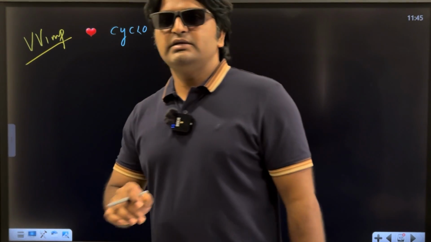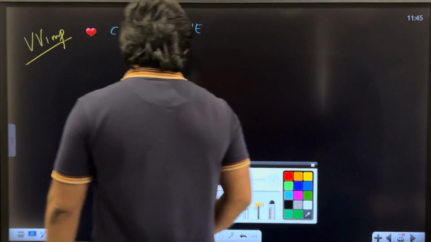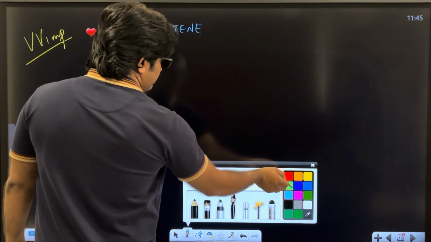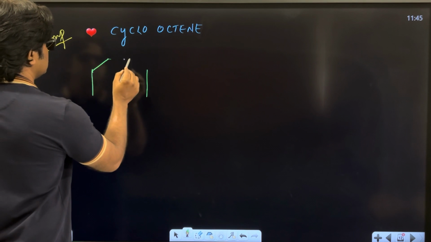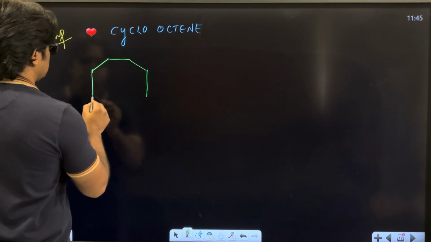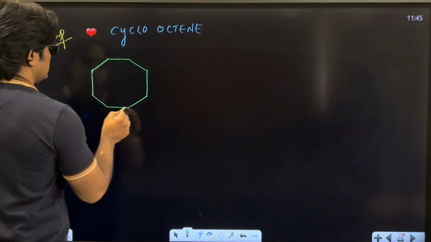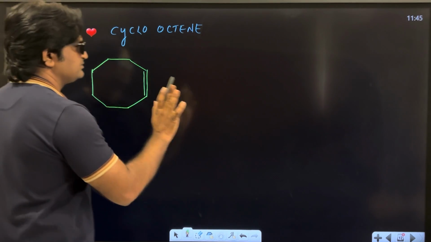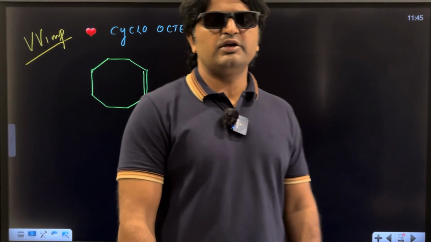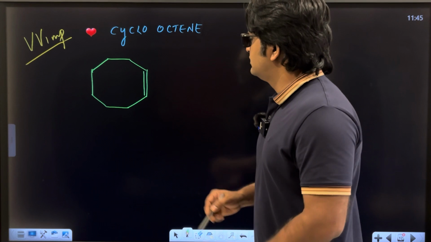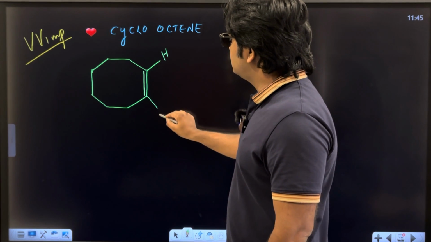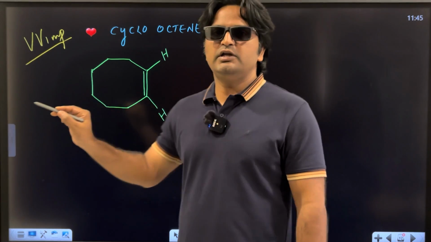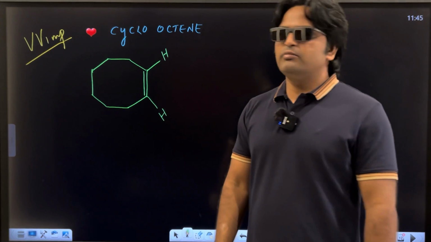What is the ring size? 8-membered ring. First I am writing the normal planar form. This is the planar form with 8 carbon atoms. Now anywhere you can take the double bond. Why? Because your molecule is symmetrical, right? That is the cyclooctene molecule. And here what is the fourth valency? Hydrogen. Next one here also hydrogen. Clear? That is our cyclooctene molecule.